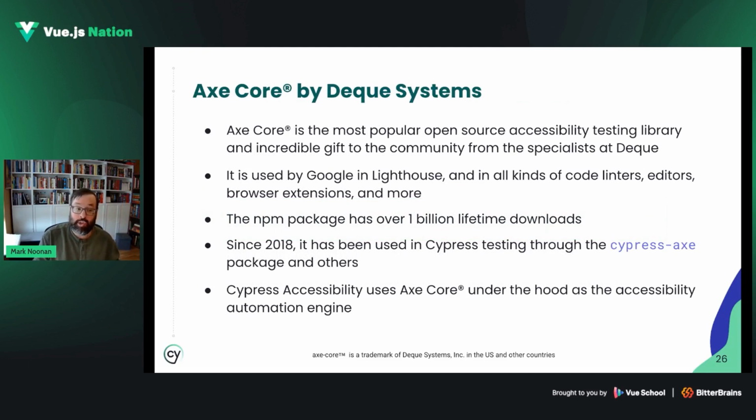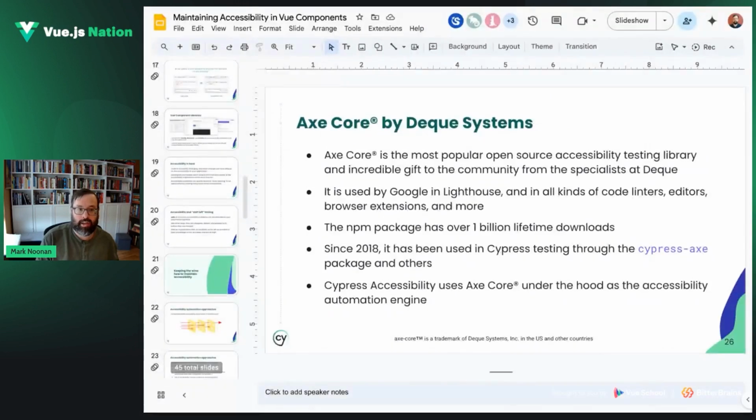So here we have AxeCore by Deque Systems. This is the library that's used. If you've ever seen Lighthouse produce an accessibility score, this is under the hood what's happening in Lighthouse. We use it at Cypress in our paid products, and it's also in a bunch of accessibility testing plugins that you can use, like Cypress Axe. You've probably heard of this if you've touched on accessibility at all as a developer, but if you're brand new to it, this is the idea.